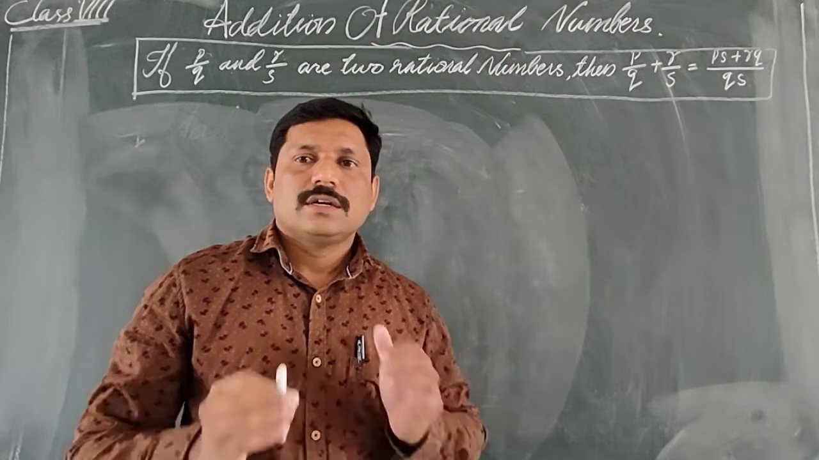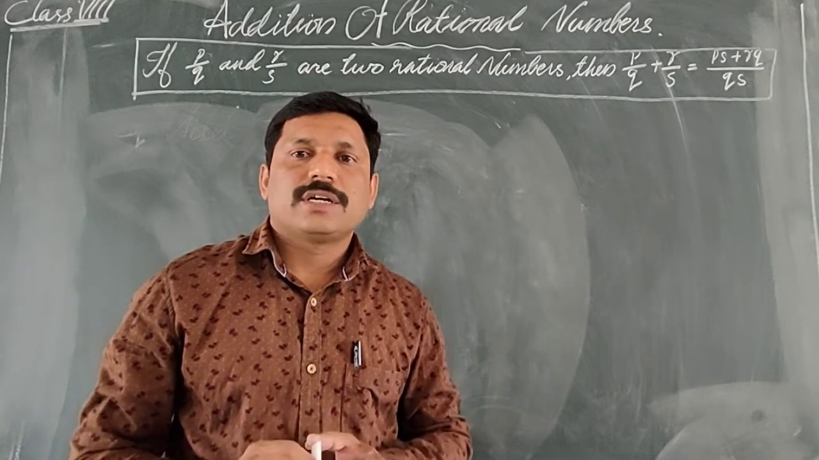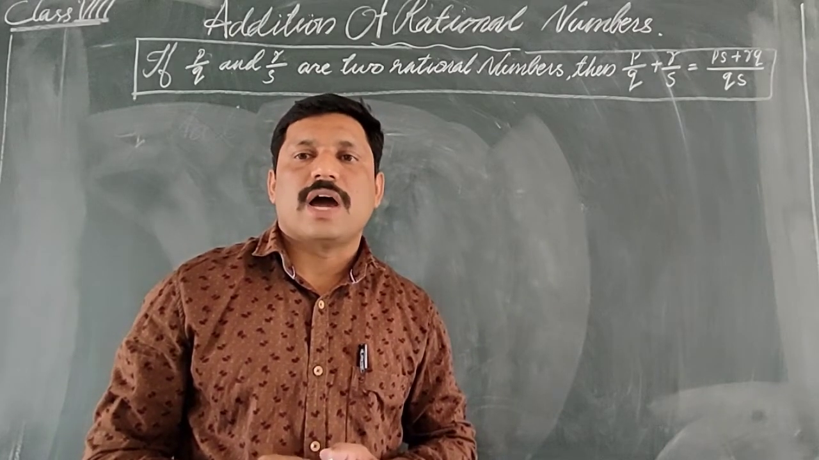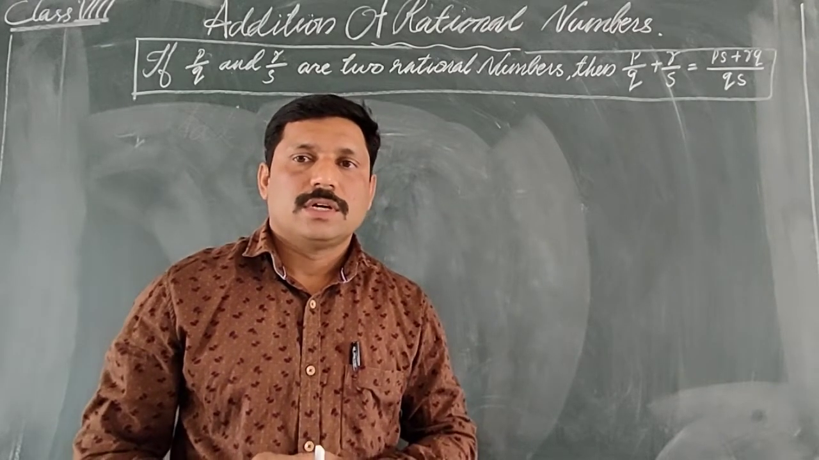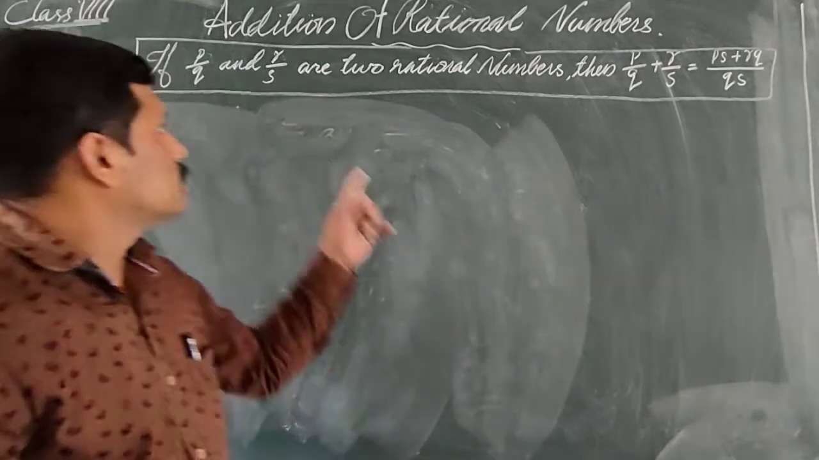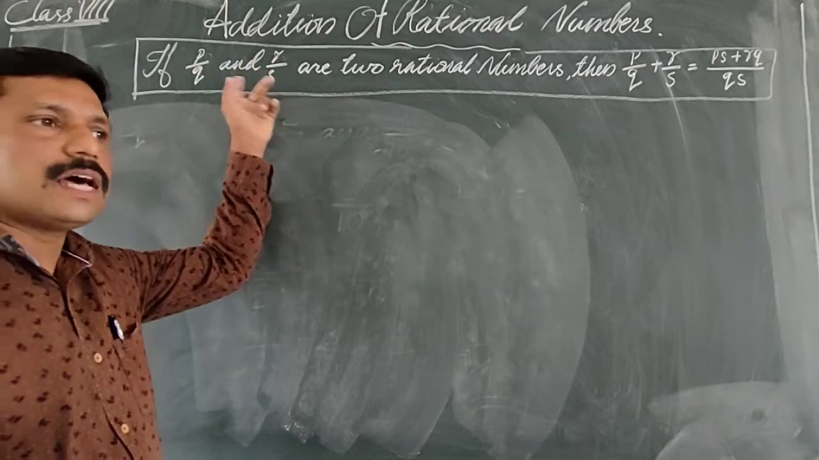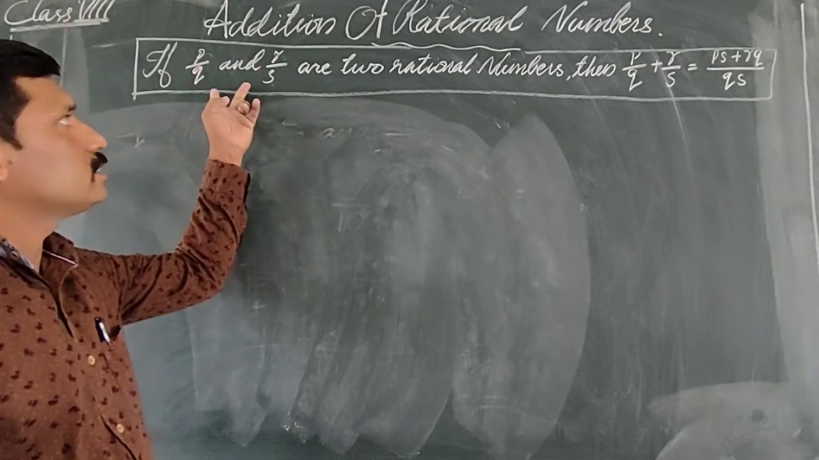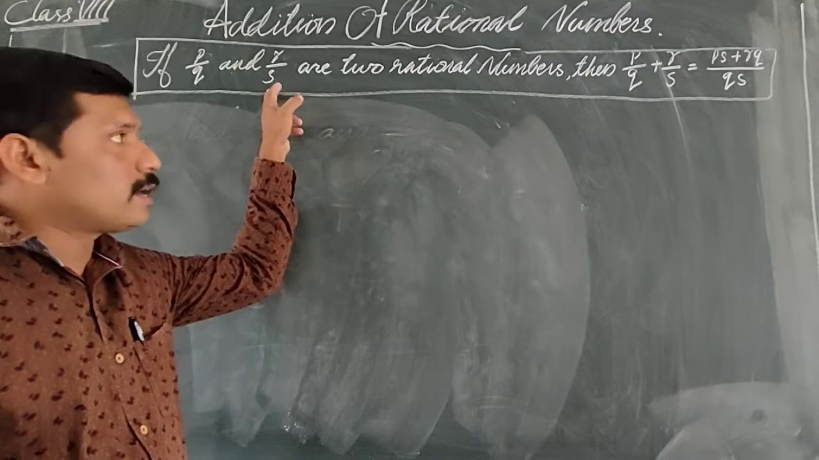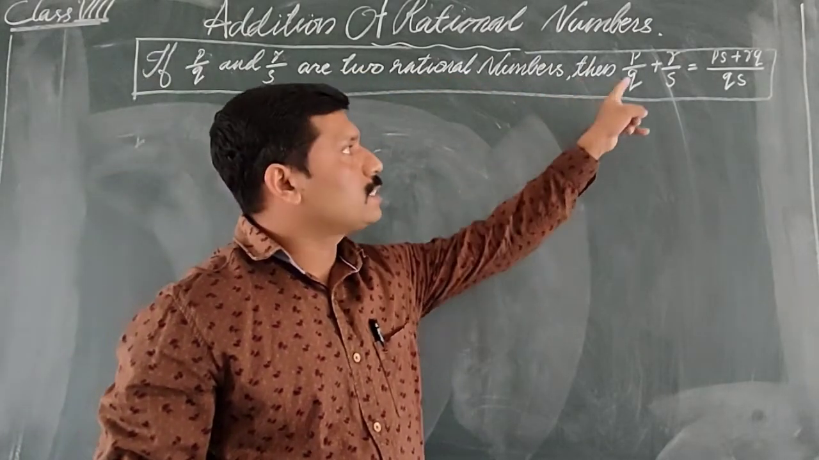Dear students, today we are going to study a new topic, that is addition of rational numbers. How to add two rational numbers. If two rational numbers are given, how to add them. Here you can see that if P by Q and R by S are two rational numbers, P by Q is one rational number and R by S is another rational number. Then P by Q plus R by S.